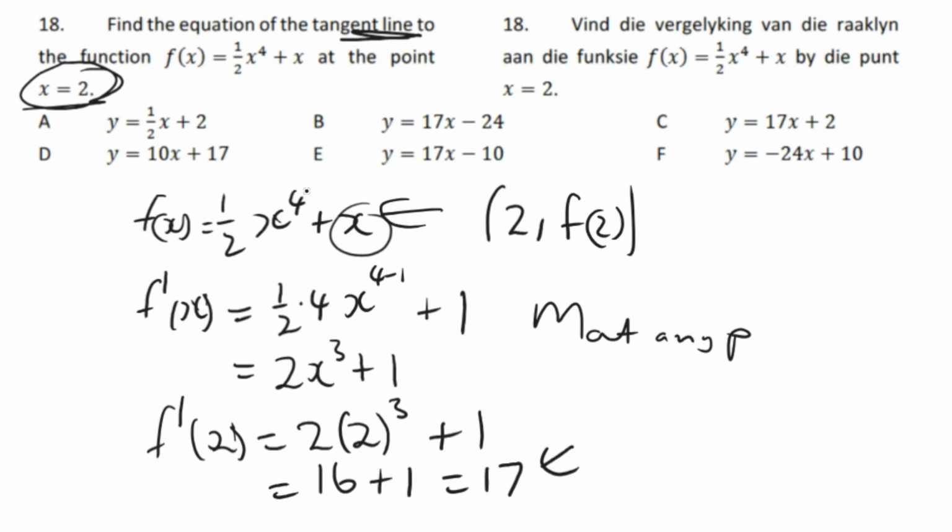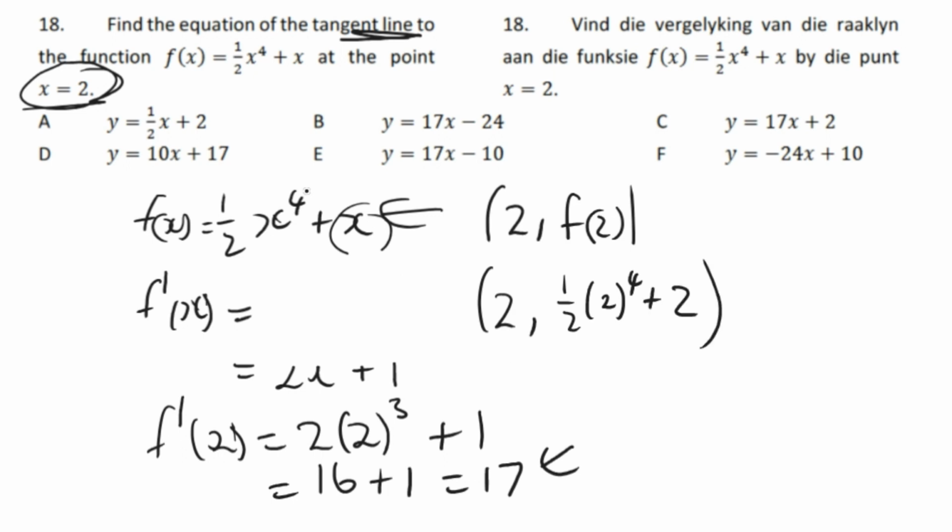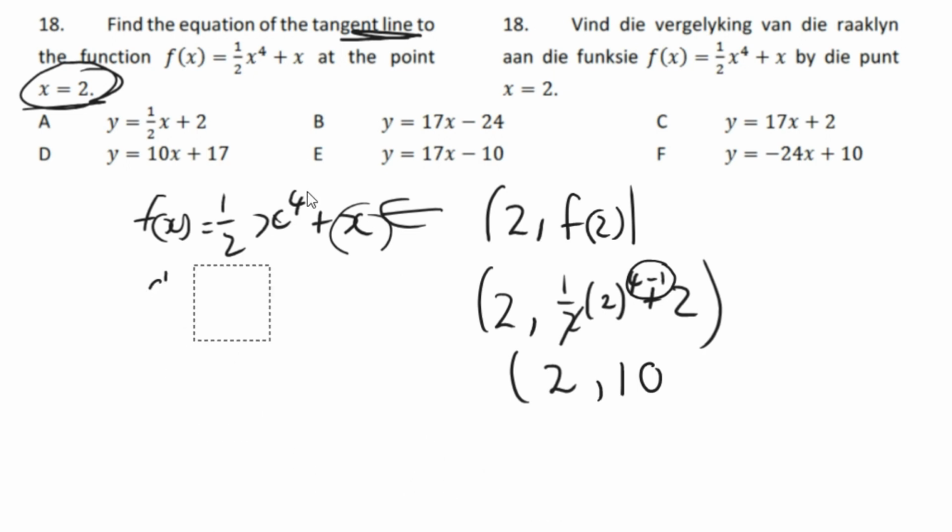Okay, now what we can do here is we have the point as 2, and f of 2 is just 1 over 2, put 2 to the power of 4 plus 2. That is your value. Now you get 2, 2 goes with minus 1 there. And then you have 2 to the power of 3, that is 8. 8 plus 2 is 10, right? Now, knowing that, we're going to write the equation of a line.